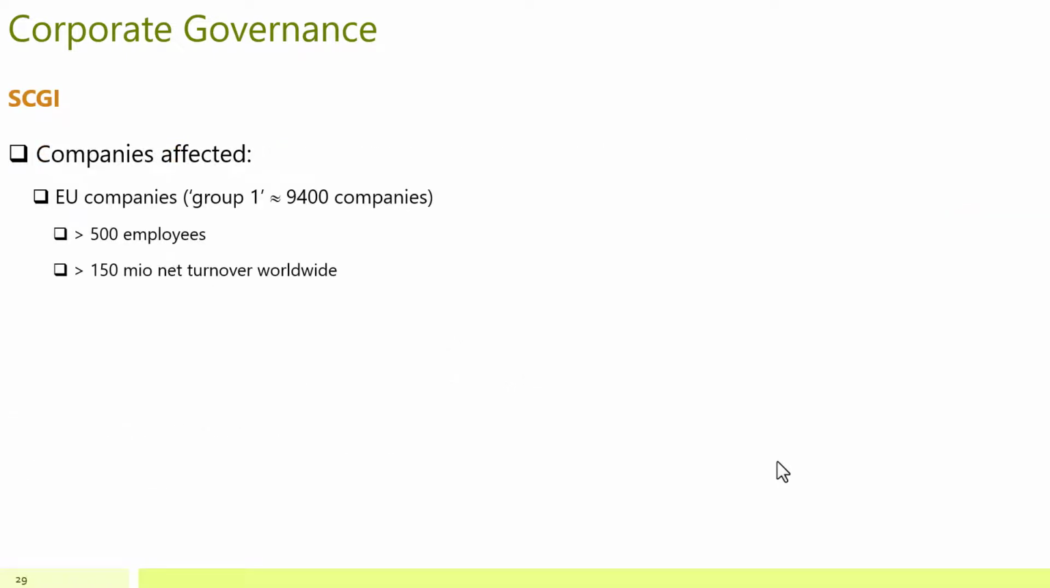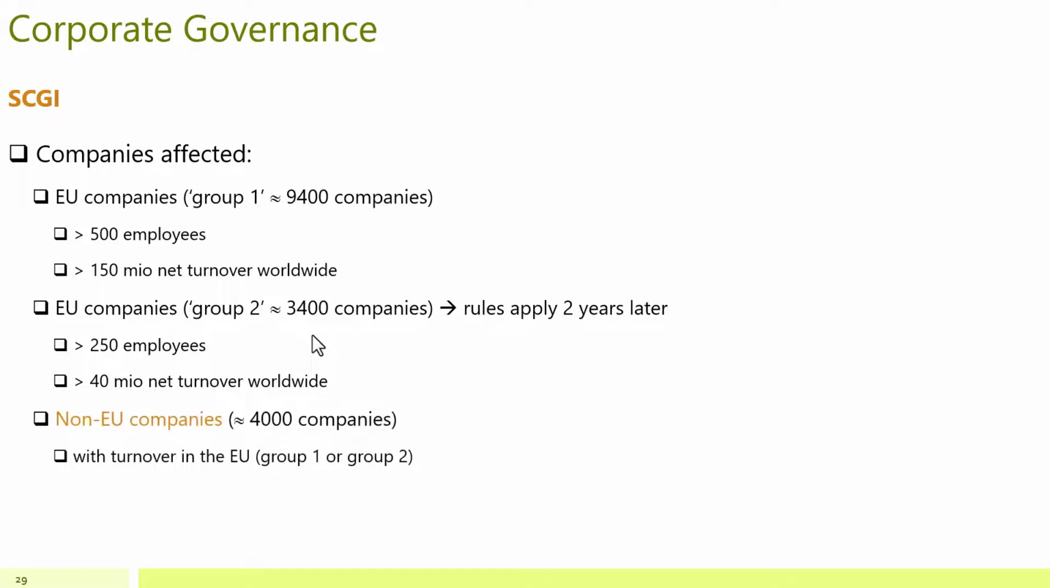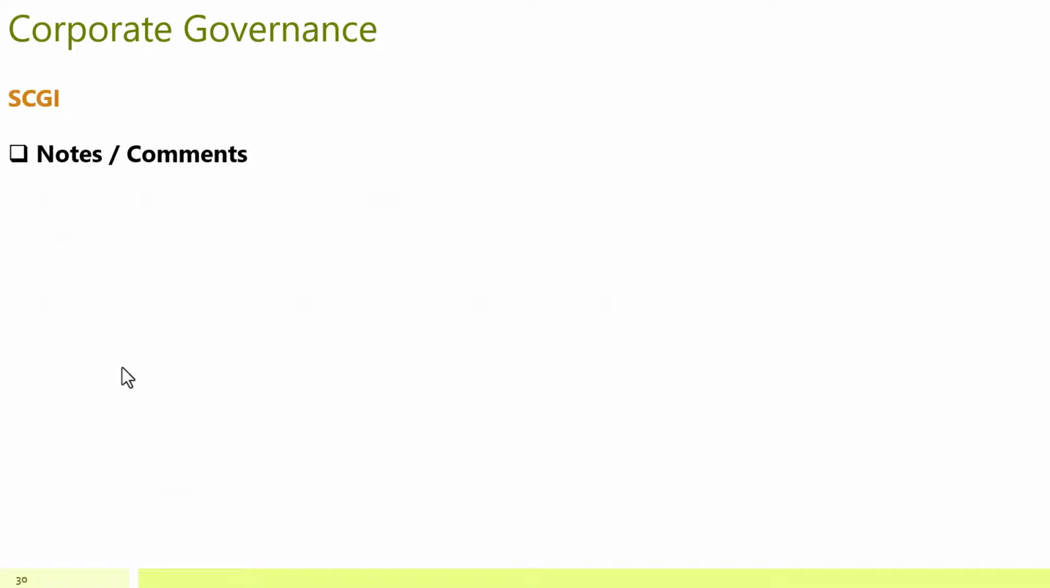So the companies affected can be classified into a couple of groups. First, larger companies, approximately 9,400 with this criteria. Then we have smaller groups of companies in the European Union. For these smaller groups, the rules apply 2 years later. And then we have non-European companies, so companies from outside which have sales inside the European Union and fulfill either this or this criteria. Small and medium-sized enterprises are excluded from this. And here are some comments on that.